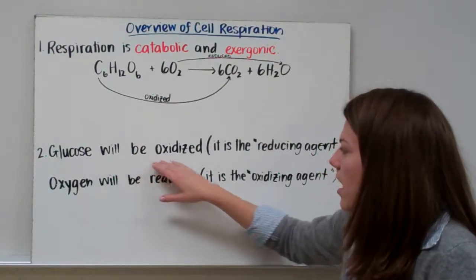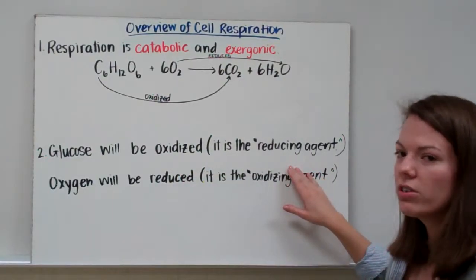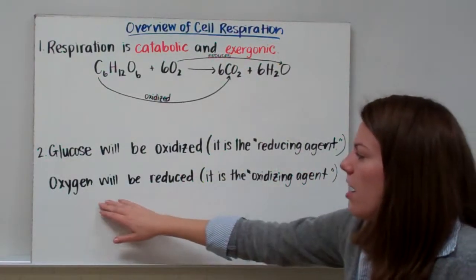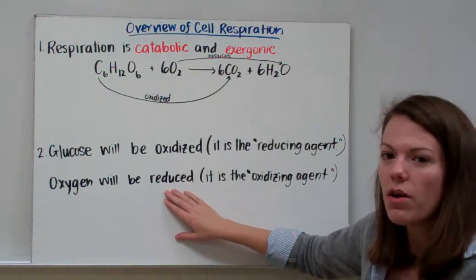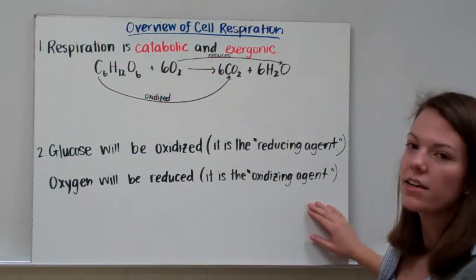Since glucose is oxidized, everything else around it becomes reduced. So we call glucose the reducing agent. And oxygen is reduced, so everything else around it becomes oxidized, so we say it's the oxidizing agent.